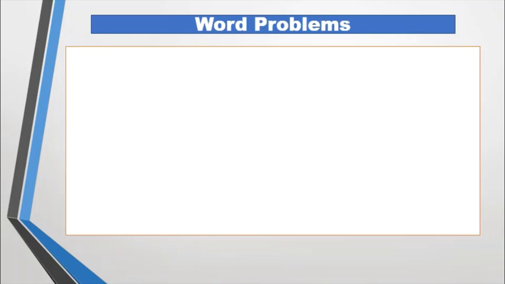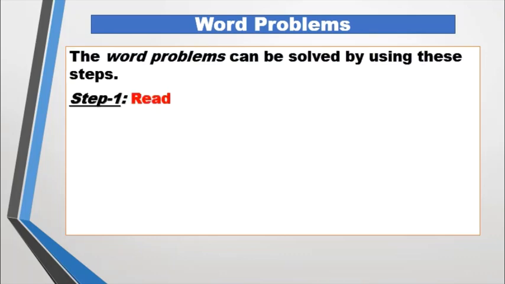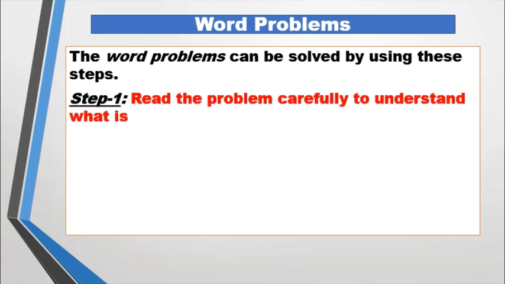Children, now let us see what are the steps we have to follow when we solve the word problems. The word problems can be solved using these steps. Step 1. Read the word problem carefully to understand what is to be found. So what you have to do, children? Whenever you are trying to solve a word problem, you have to read the word problem 2 times.